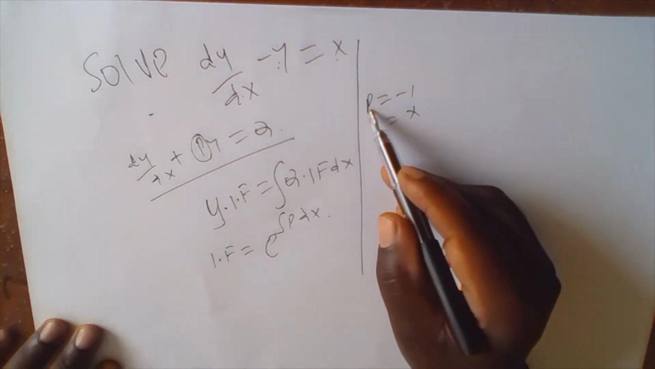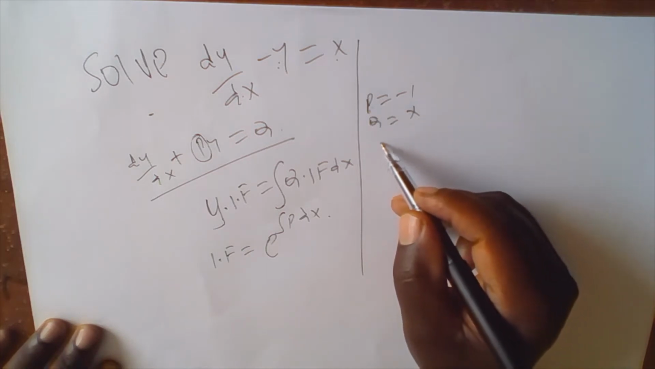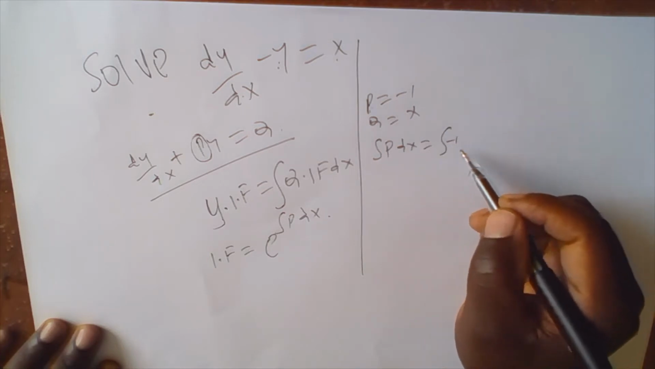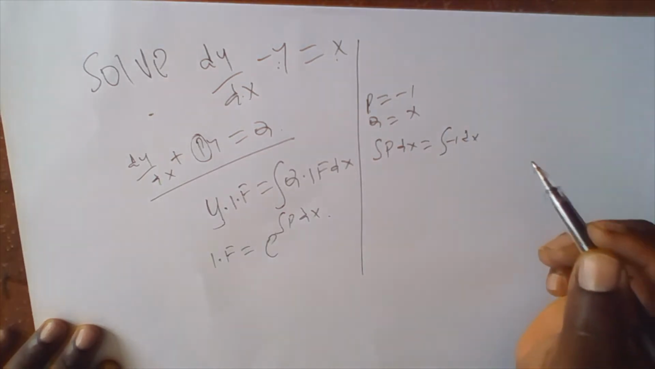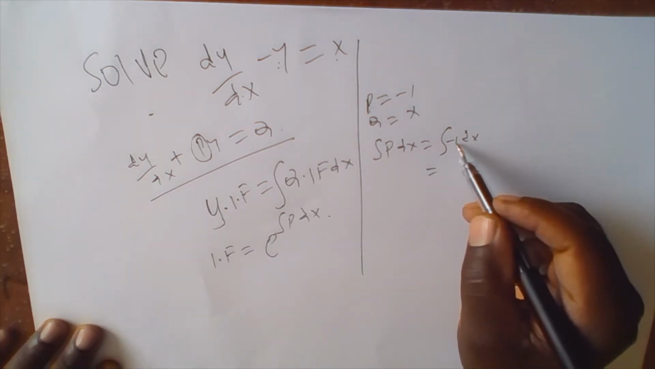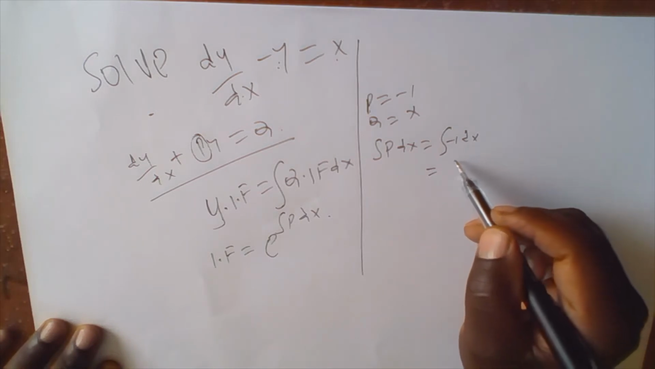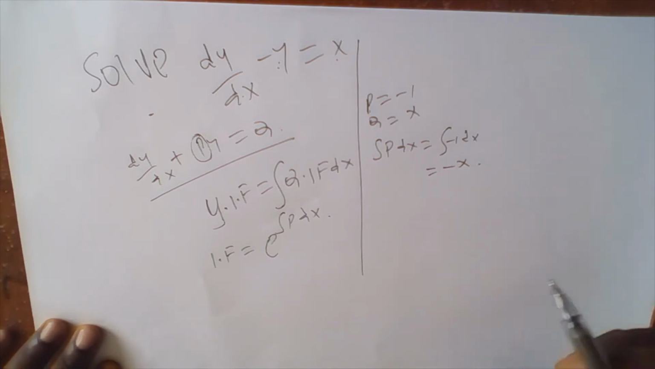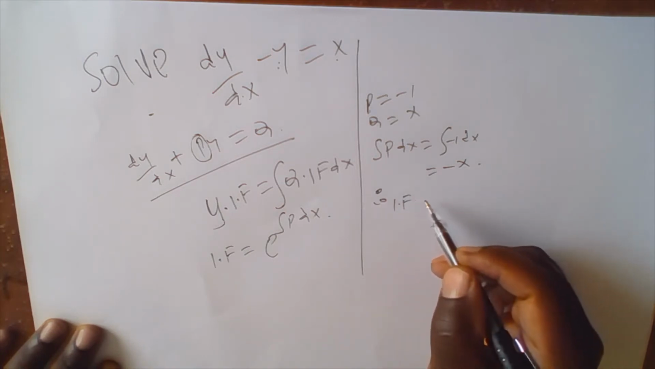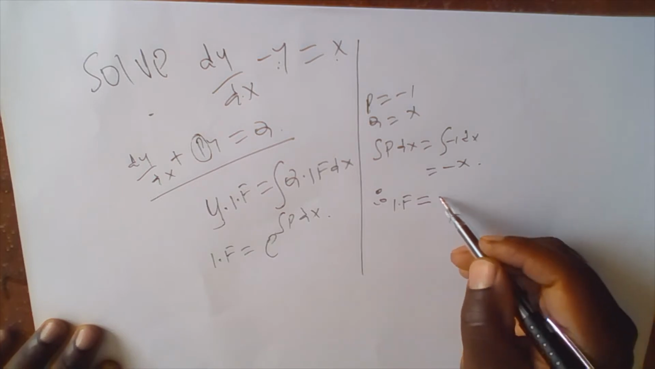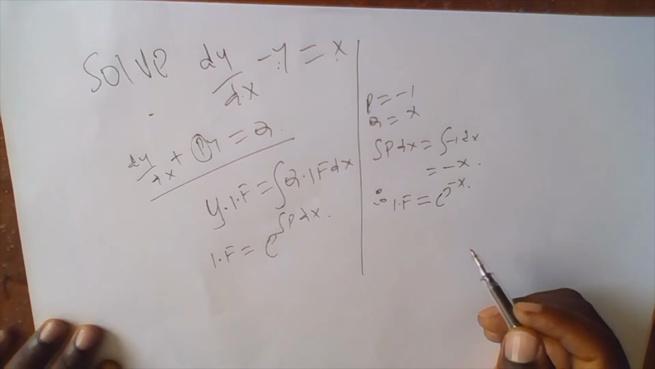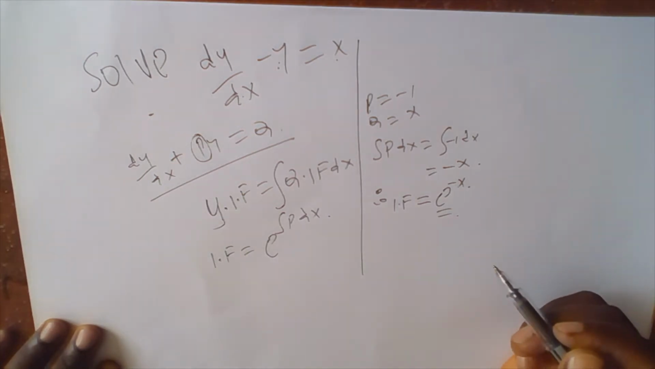So first of all, we get the integral of p dx. This equals the integral of -1 dx. So when you integrate -1, we get negative x. Therefore, the integrating factor will be equal to exponent minus x. That is the integrating factor.